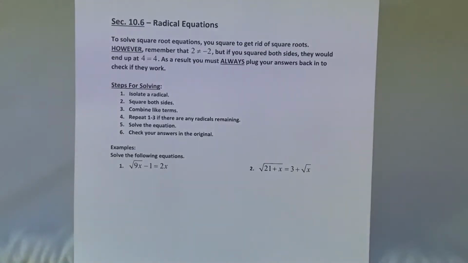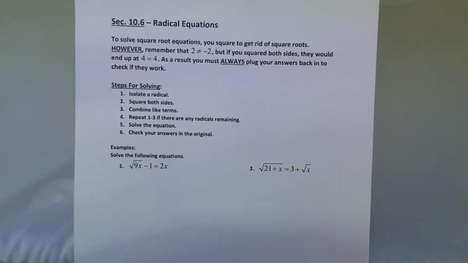As a result, it looks like they're equal. So what you need to do when you do these is always plug in your answer to the original problem to make sure they work. Your general steps for solving is to isolate the radical, get it by itself, square both sides, which may mean you have to use FOIL or the distributive property, and then if there's any radicals remaining, you repeat the process. Now, when would something like that remain? Usually if you have two different radicals at the beginning, you have to repeat steps 1, 2, 3 twice. Then you solve the equation and you check your answers.